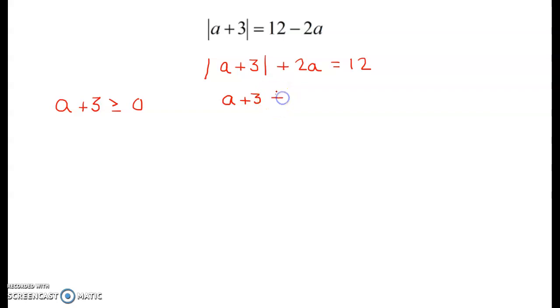So I'm going to take it out from underneath that quantity, and now I'm going to solve for A here. So when I combine my 1A with my 2A, I get 3A. So I've got 3A plus 3 is equal to 12.